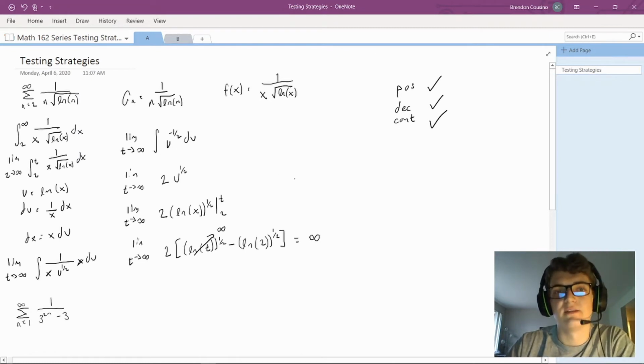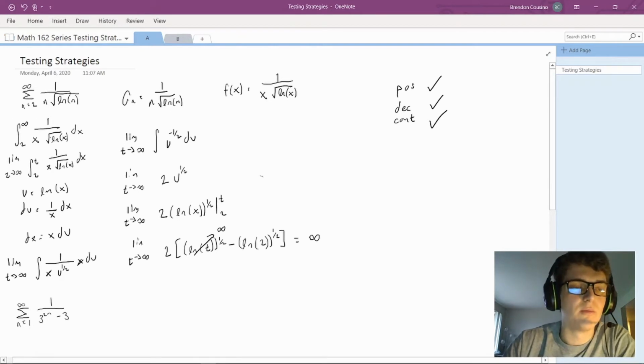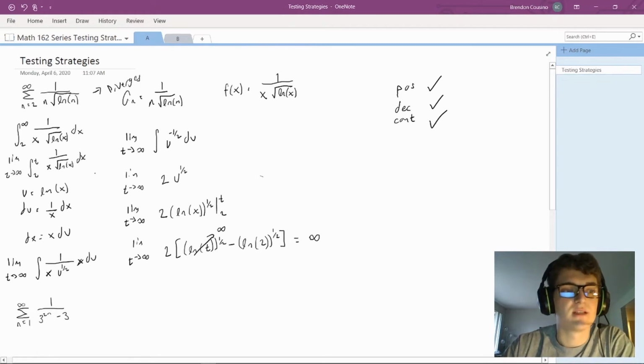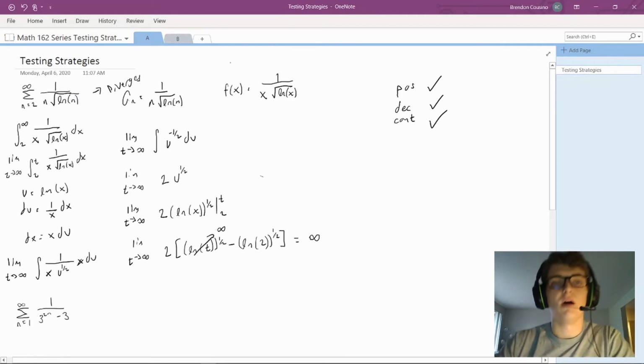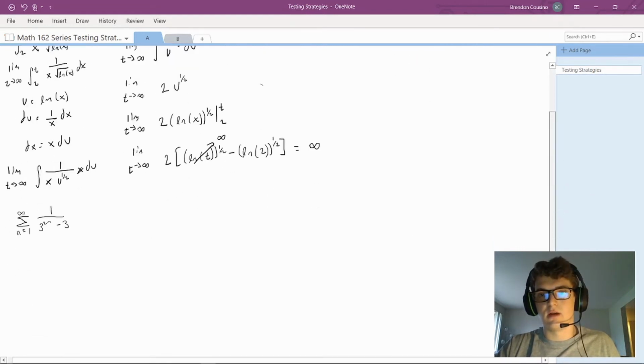So the integral test says if we're able to run the integral test and when we solve the improper integral we get the improper integral to diverge, that tells us that our original series also diverges. Okay, so using the integral test on this one, we were able to solve for the series from 2 to infinity of 1 over n times the square root of ln of n. We were able to show that it diverges using the integral test. All right, so let's go ahead and move down to our next series.